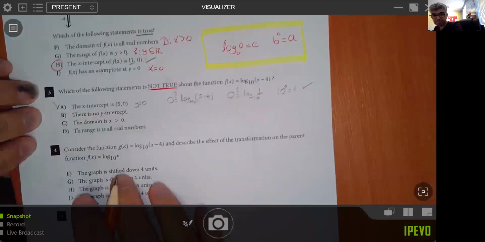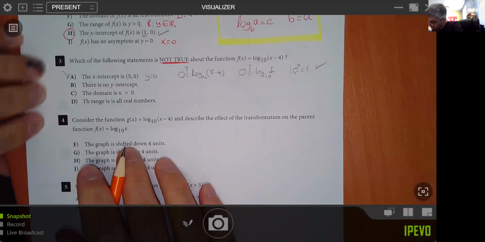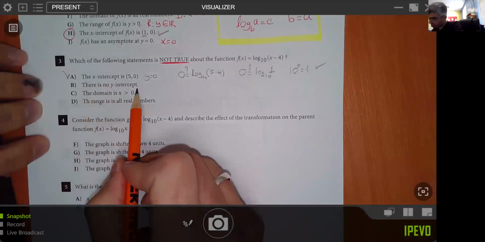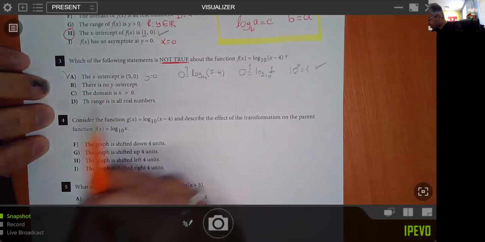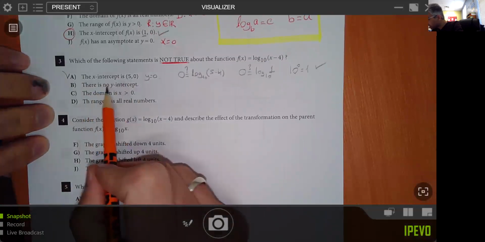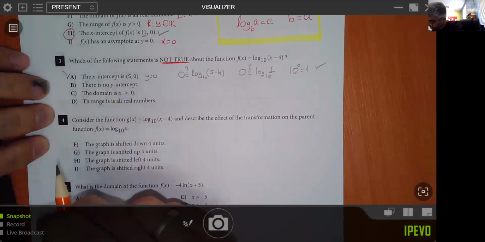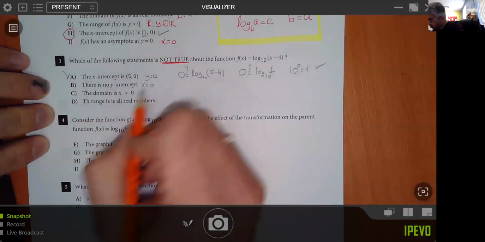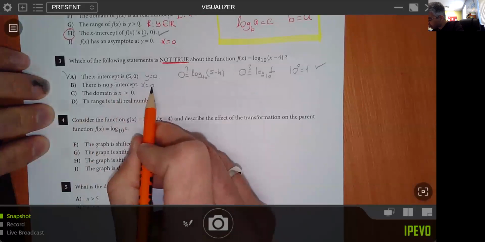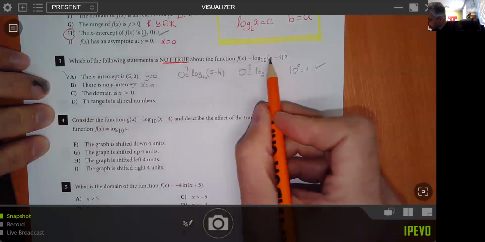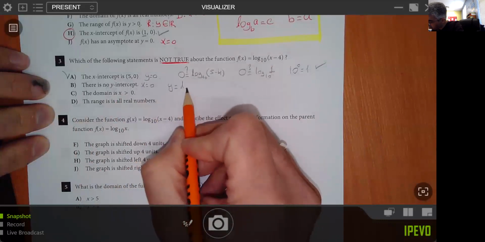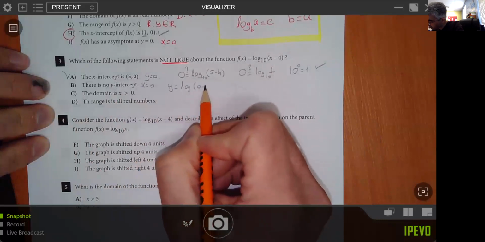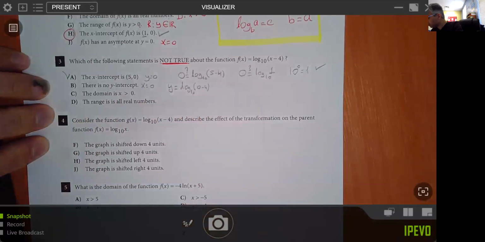The second one, there is no y-intercept. Well, how can I know that? The y-intercept is found in case x is equal to 0. Let me plug in 0. So y equals log of 0 minus 4 base 10. Oh, there's a problem here.